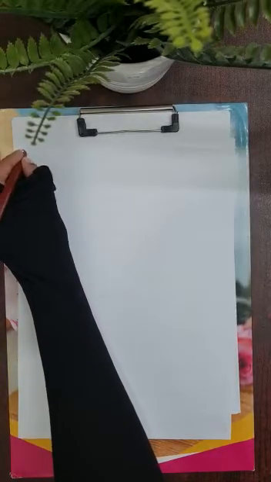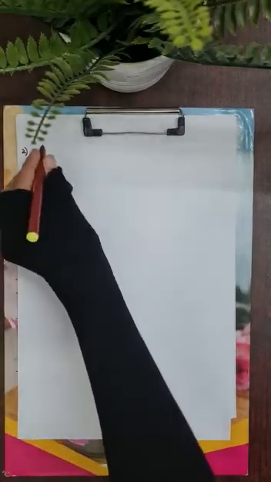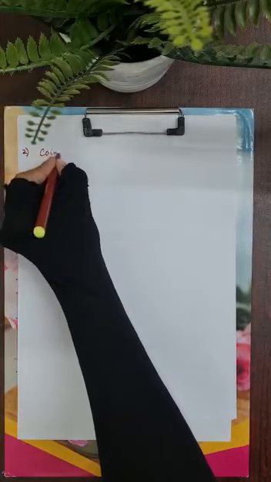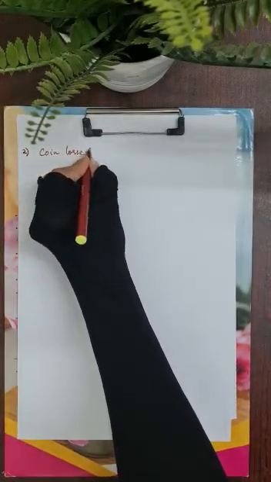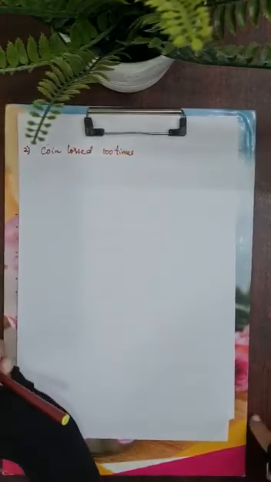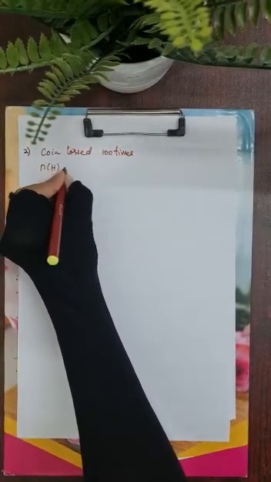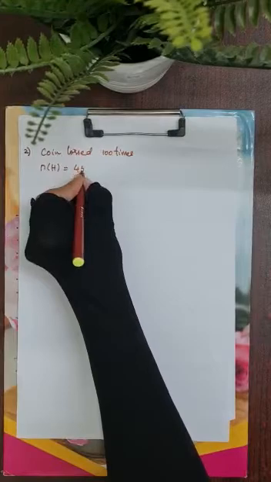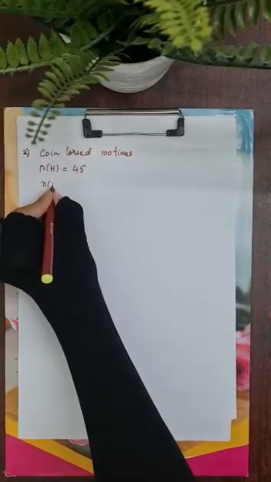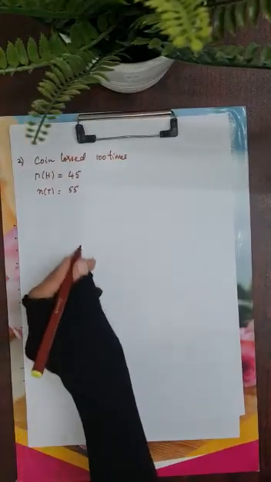Now the second one. It is given that we are tossing a coin. And how many times are we tossing it? We are tossing it 100 times. So let us write: coin tossed 100 times. Now, the number of heads that we got is equal to 45. 45 times we got heads and 55 times we got tails. Okay. Is that clear, children?